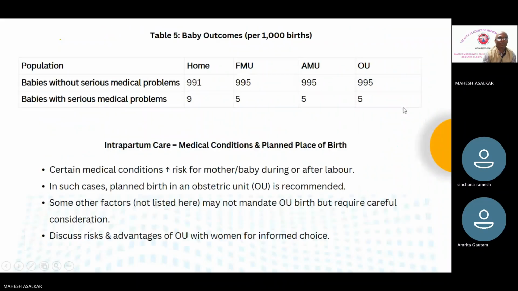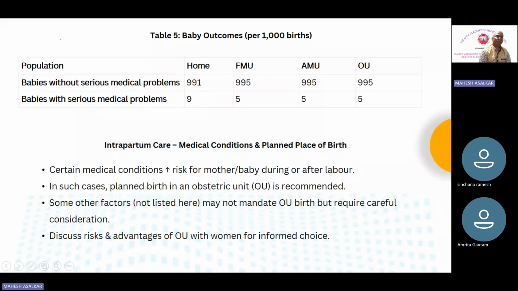Okay, and see the baby outcome. These are low risk nulliparous women. See the serious baby outcome. Here it is 9, here it is 5. So it means almost double adverse outcomes for the baby. That also we have discussed in the beginning. So the adverse outcome for the baby is a little higher at home birth, that we need to discuss.